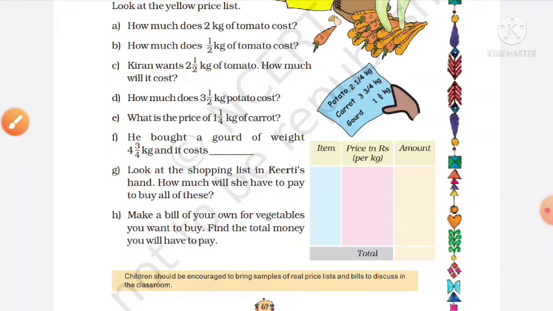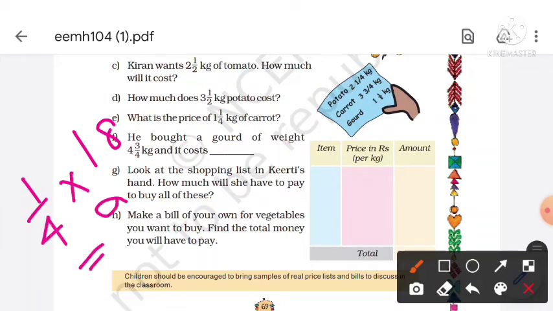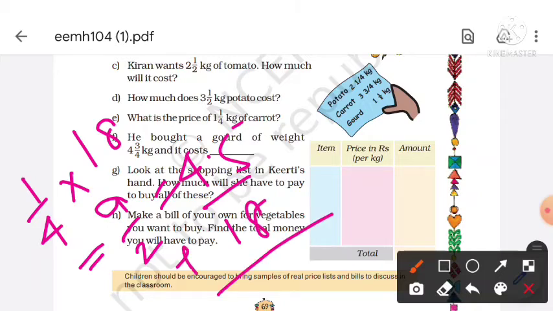Next is, what is the price of 1 and 1/4 kg of carrot? 1 kg carrot costs 18 rupees, so 1/4 kg of carrot will be 1/4 into 18, so it will be 9/2, that means 4.5. And for 1 kg carrot it will be 18 rupees, so the total will be 18 plus 4.5, that is 22.5. So 1 and 1/4 kg of carrot costs 22.5 rupees.